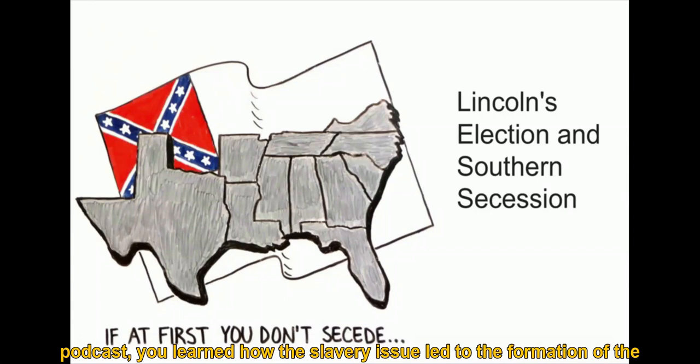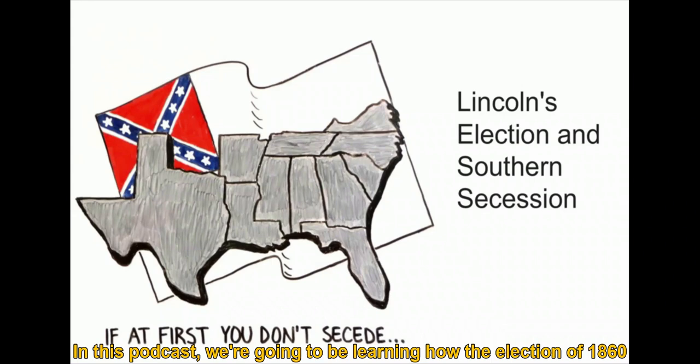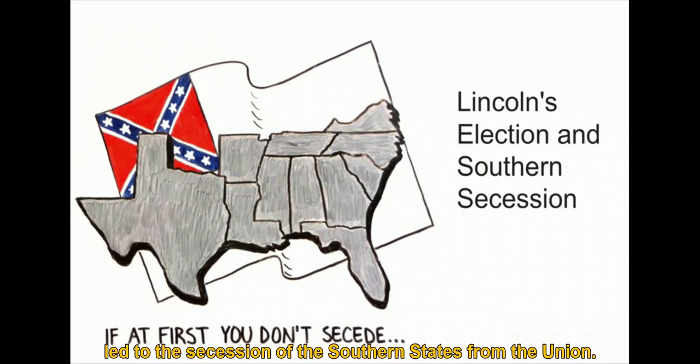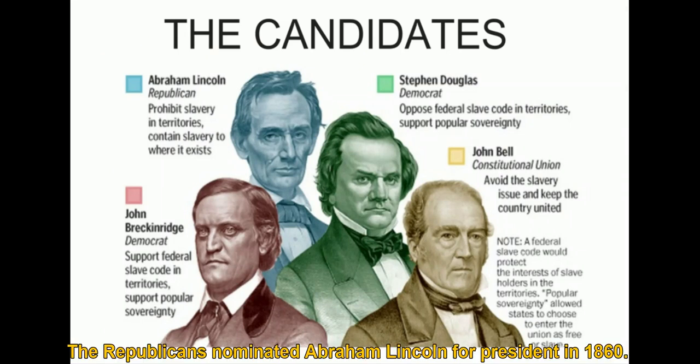In the last podcast, you learned how the slavery issue led to the formation of the Republican Party. In this podcast, we're going to be learning how the election of 1860 led to the secession of the Southern states from the Union. All right, so here we go. The Republicans nominated Abraham Lincoln for president in 1860.